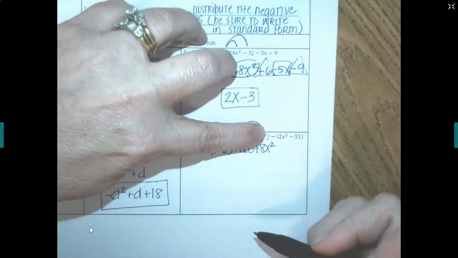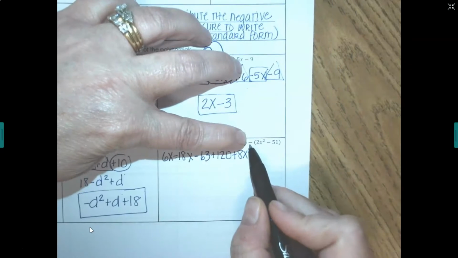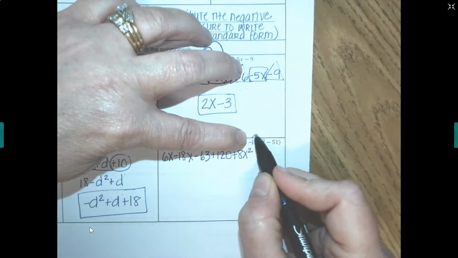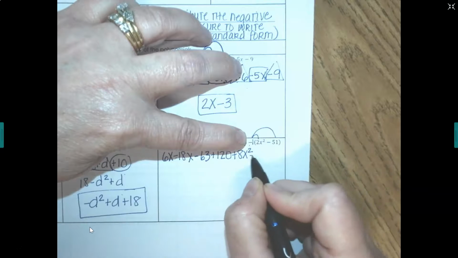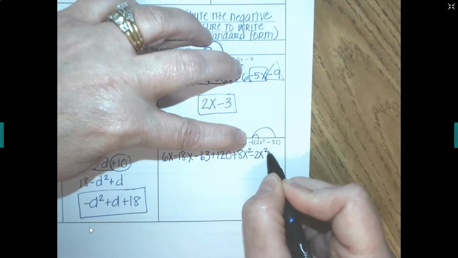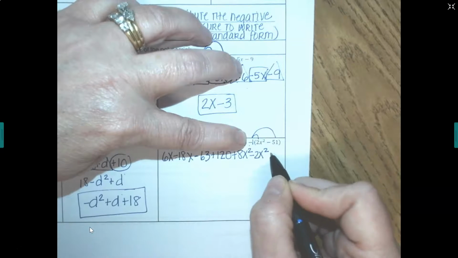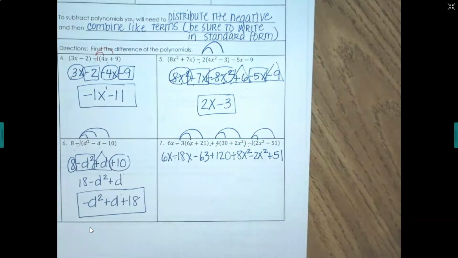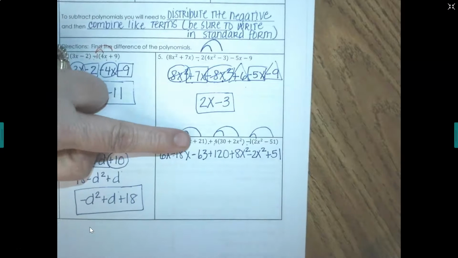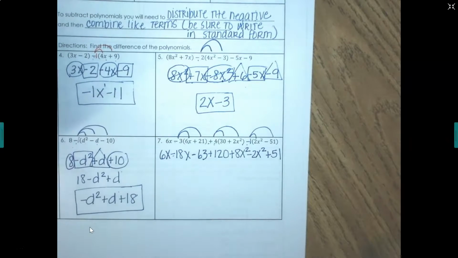So I'm just going to keep sliding across. Now I have a negative sign next to a parenthesis. Remember, that's really a negative 1 that you're going to distribute through. So I have negative 1 times 2x squared for negative 2x squared. Negative 1 times negative 51 is positive 51. Whew! That was a lot of distributing. And you notice how we just kept going across and making sure we hit everything as we went from left to right. All right, now we just need to start looking for like terms.